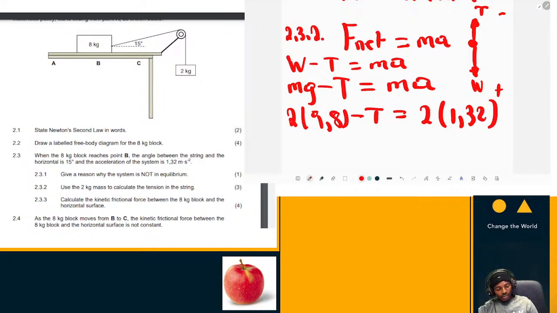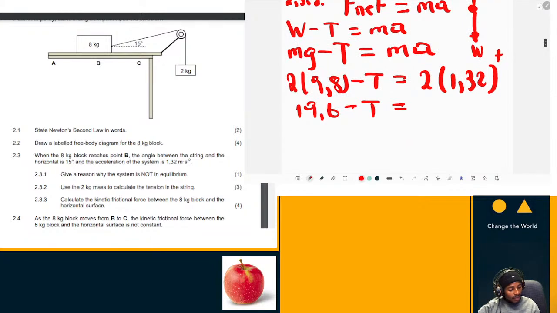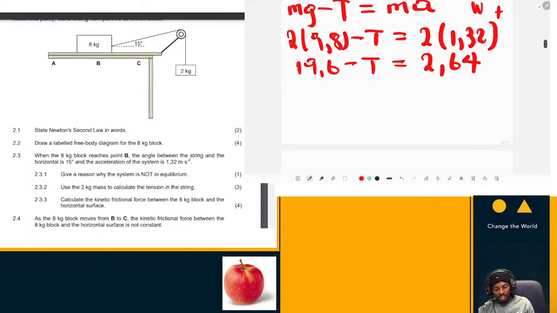Now, what is 2 times 9.8? 2 times 9.8 will be 19.6. 19.6 minus tension is equal to 2 times 1.32, which is 2.64. So if we now want the tension, we can transpose it to this side.